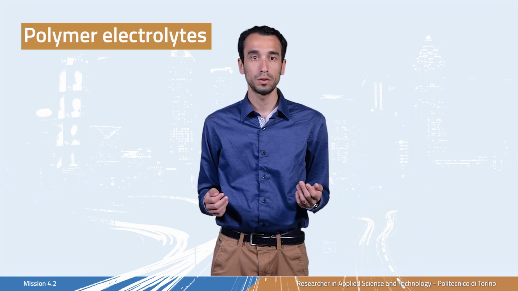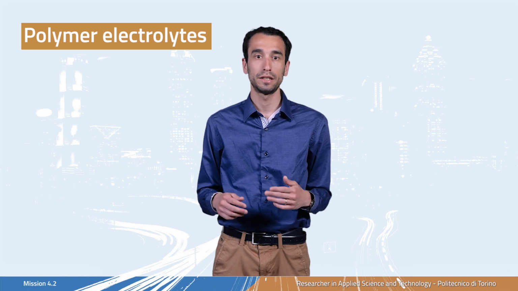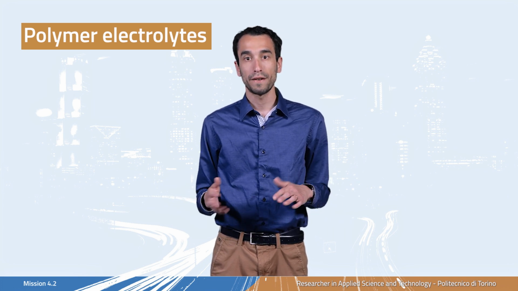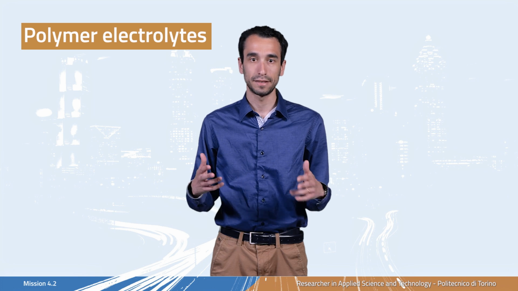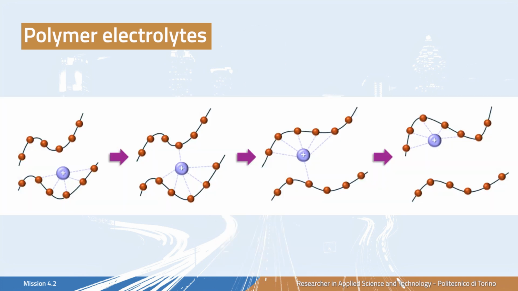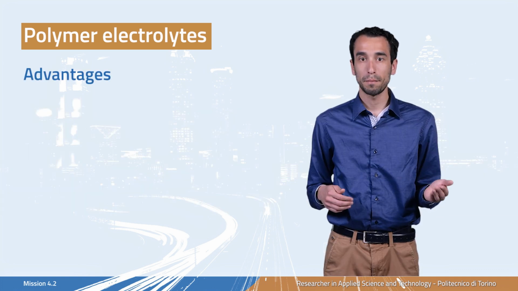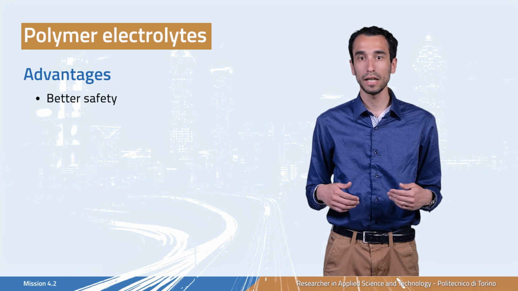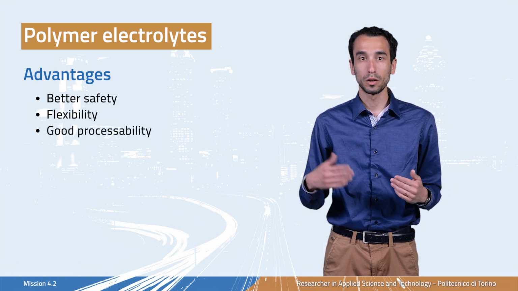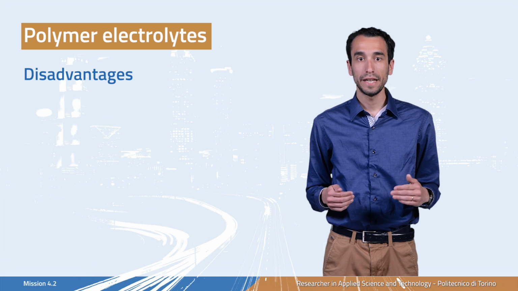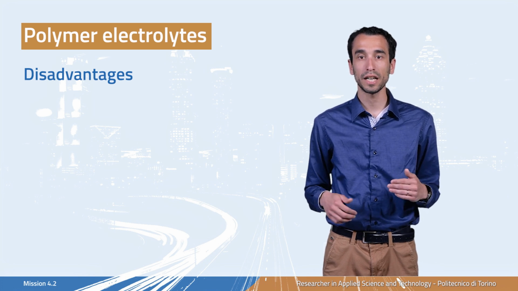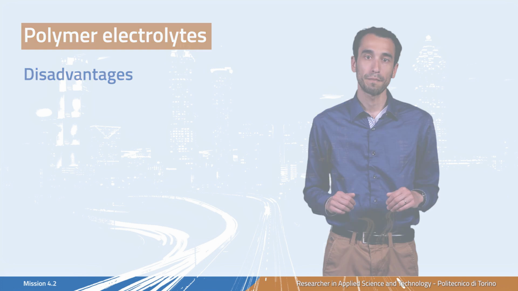Polymer electrolytes, including both totally solid electrolytes and gel-like electrolytes, where a fraction of liquid solvents or plasticizers are trapped inside, are made from polymer matrices, such as polyethylene oxide, PEO, or polyvinylidene fluoride, PVDF, which incorporate lithium salts for ion conduction. They offer better safety than liquid electrolytes, improved flexibility, and good processability. However, their ionic conductivity is generally lower, especially at room temperature.